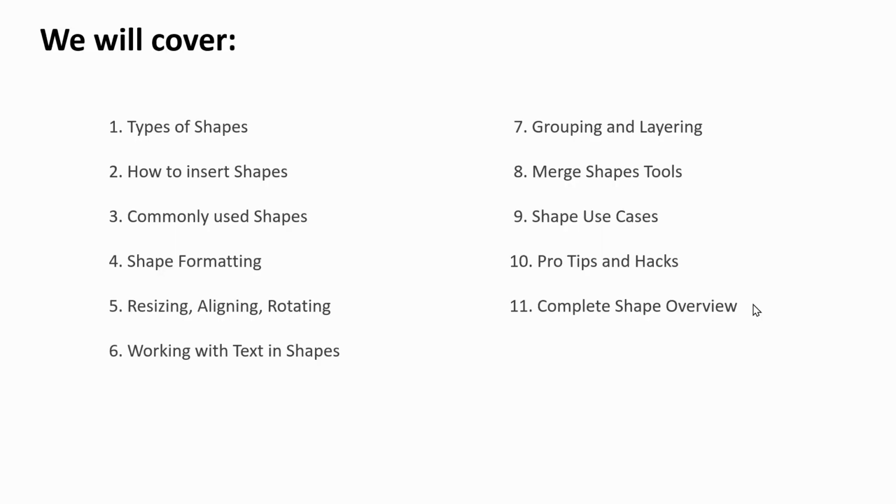Here is what we will be covering. We will start with looking at different types of shapes that you will encounter in PowerPoint. We will then insert shapes. There are about 190 different types of shapes in PowerPoint. We don't need to know all of them because most commonly you will end up using about 10 to 15 of them or some versions of them. So as long as you know those, you should be good.